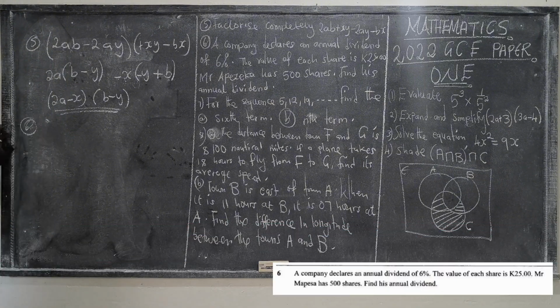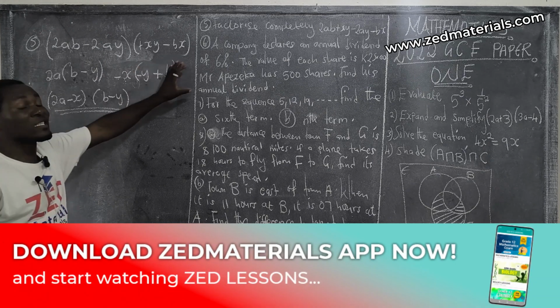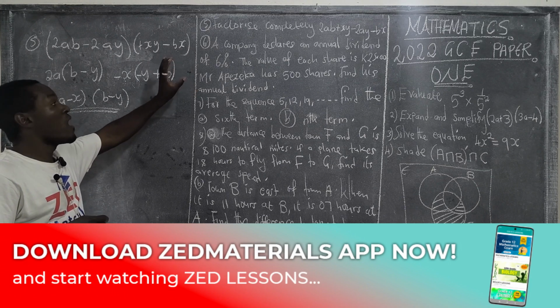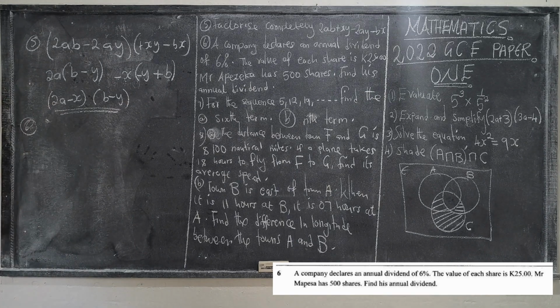All right, question 6 is coming from social and commercial arithmetics. We explained this topic, which is a grade 10 topic, nicely there under social and commercial arithmetics. So a company declares an annual dividend of 6%. The value of each share is 25 kwacha. Mr. Apezeka has 500 shares.